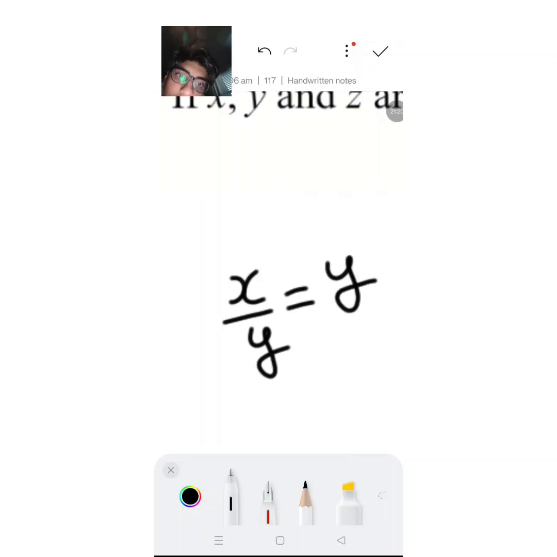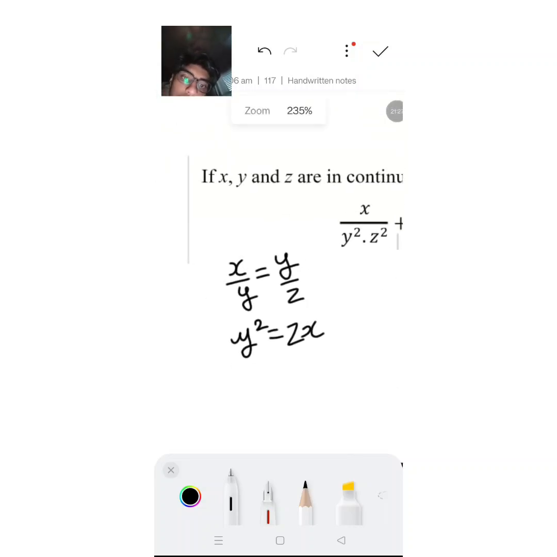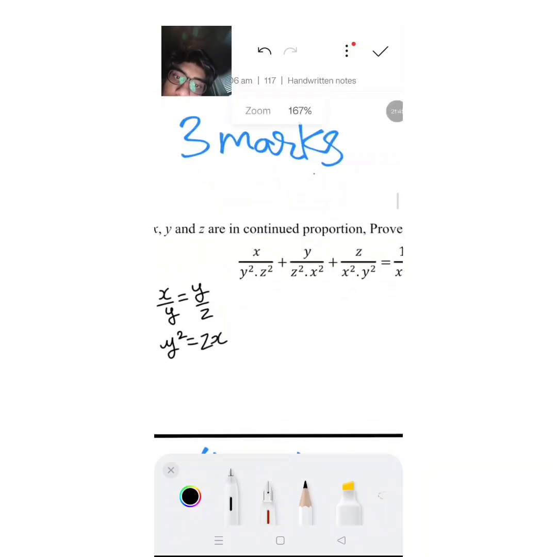So if they're in continued proportion, first of all, it will be x over y equals y over z. So y square equals just zx. Okay, this is all that you need to solve this. You don't need to use the k method. You don't need to introduce yet another variable, which is k. So all you need to do is wherever you have y square, just replace it with zx.